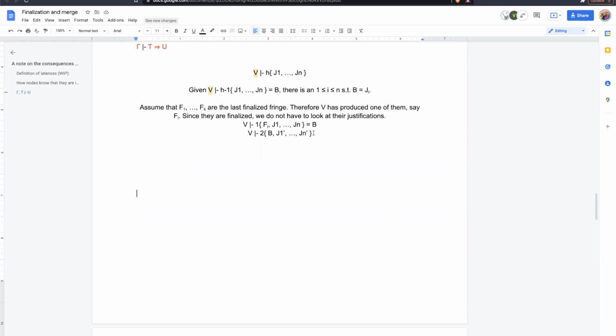Good. So now we can do some fun and games. We can say, for example, V1, and I'm going to introduce a symbol.